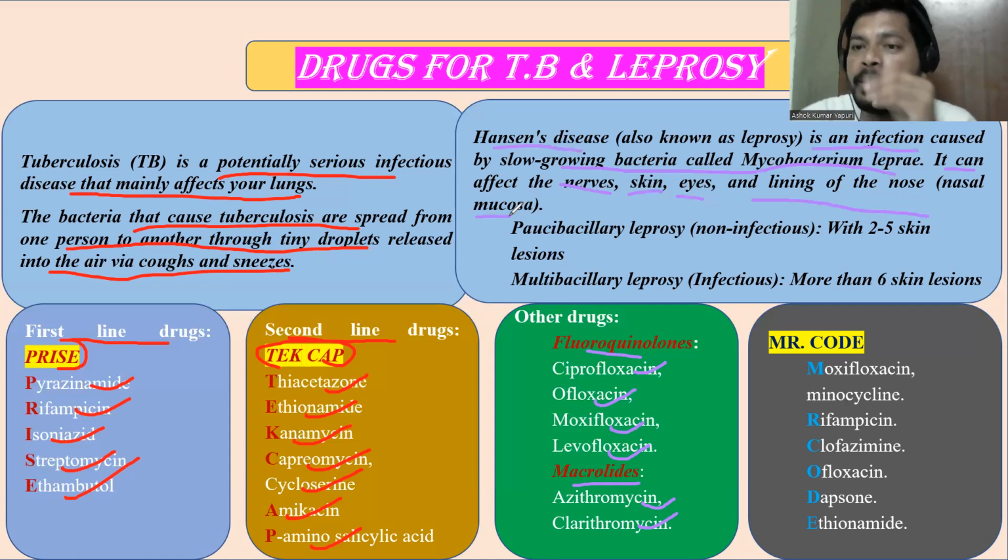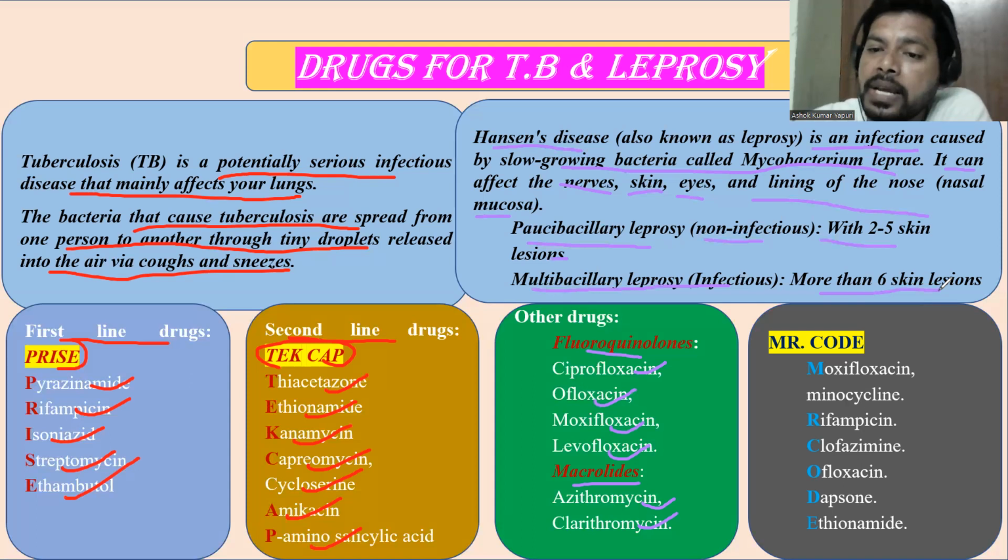Based on its appearance on the skin, it is of two types: paucibacillary leprosy, which is non-infectious in nature, with 2 to 5 skin lesions. Lesions are nothing but wounds on the skin. And multibacillary leprosy, which is infectious in nature, having more than 6 skin lesions. So based on these two categories, leprosy is categorized as paucibacillary as well as multibacillary leprosy.